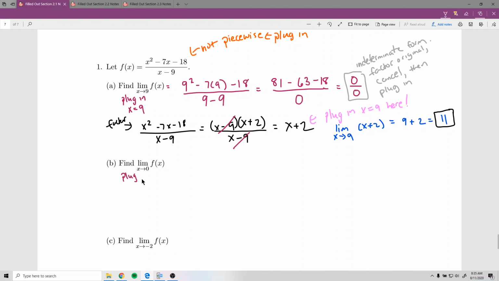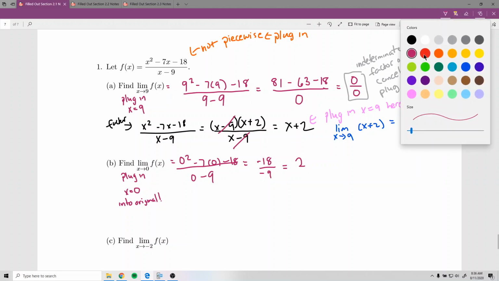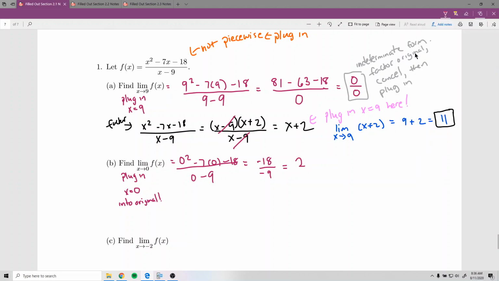We're going to plug in x equals 0 into the original. So we got 0 squared minus 7 times 0 minus 18 over 0 minus 9. And all the 0 parts go away. We have negative 18 on the top and negative 9 on the bottom. The negatives cancel out, and 18 over 9 is 2. And that's it for this part. We got our number out. That's the limit.